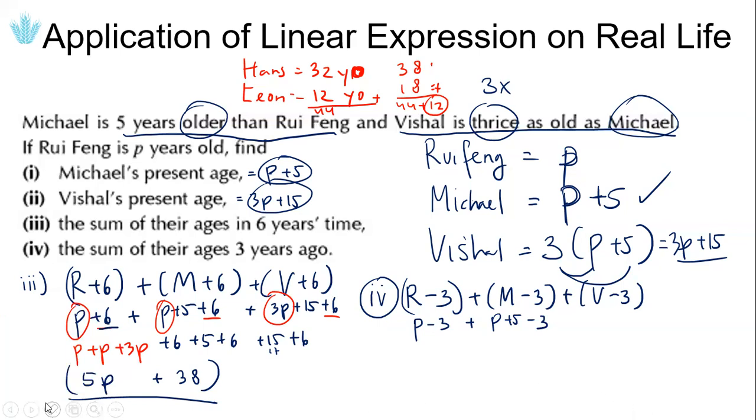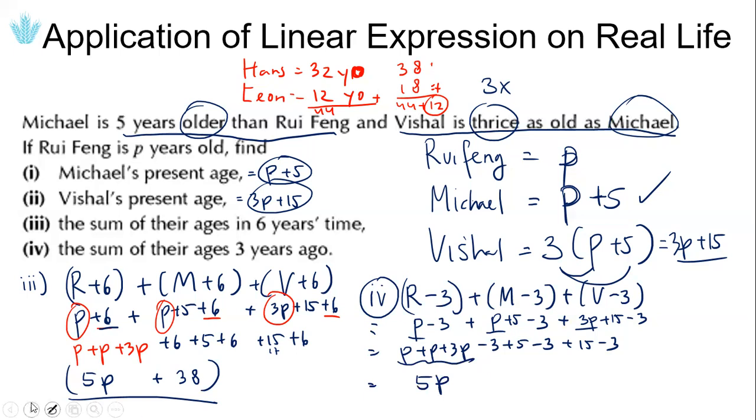Okay, almost. 3 years ago. Ago means previous. Vishal: 3P plus 15 subtract 3. Just calculate. P plus 3P, combine. Minus 3 plus 5. Minus 3 again. Plus 15 minus 3. What's difficult is not the variables, it's the other numbers. Slowly, slow but sure. Be careful here. Negative 3 plus 5 is 2. 2 minus 3 is negative 1. Negative 1 plus 15 is 14. Plus 14 minus 3, plus 11. That's right. Done.